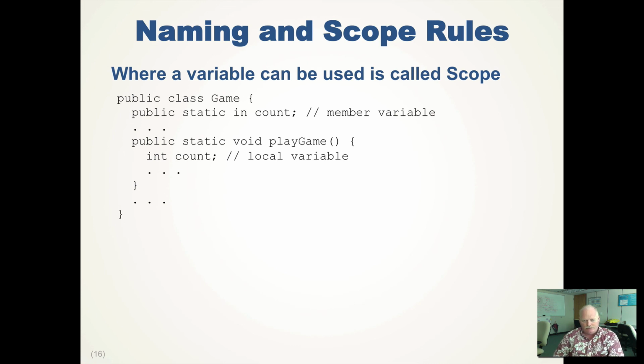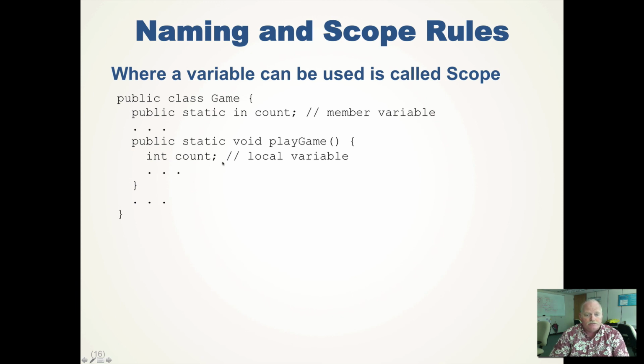So that leads us back to naming and scope rules. We talked about this briefly when we talked about the block statements, because they can define scope. But the idea of a scope is, where is a variable usable? Where can we use the variable? So we've declared it, so it is useful all the way through. And in this case, we've declared a member variable, int count, that is defined everywhere for the class.